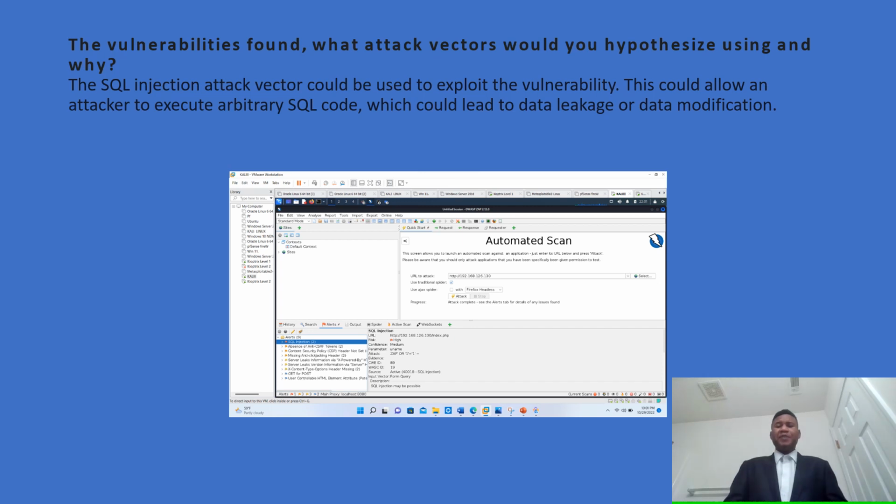The screenshot below shows the vulnerability recognized and identified by conducting an OWASP ZAP scan. The vulnerability is found. What attack vectors would you hypothesize using and why? The SQL injection attack vector could be used to exploit the vulnerabilities. This could allow an attacker to execute arbitrary SQL code, which could lead to data leakage or data modification.